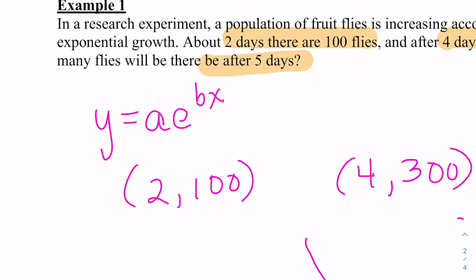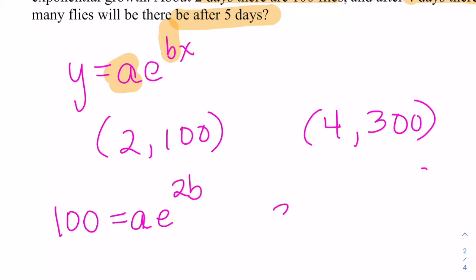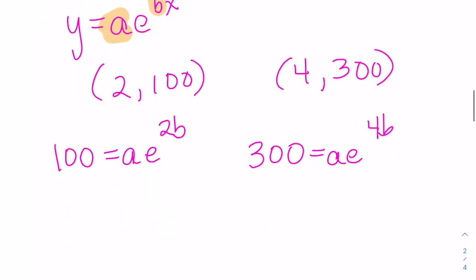So we can write 2 equations and then solve for the 2 variables b and a. So let's fill this in. So this will be 100 equals a times e to the 2b. And this equation would be 300 equals a times e to the 4b. Now it's up to you how you want to solve these, all right? But you want to isolate one variable, and to me it's easier to isolate a.